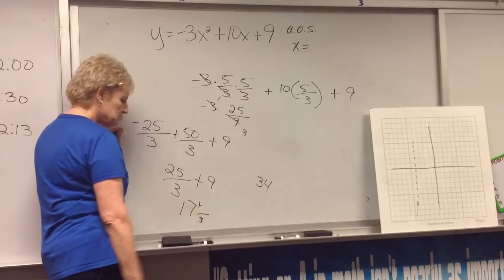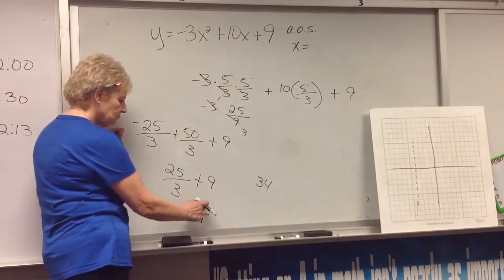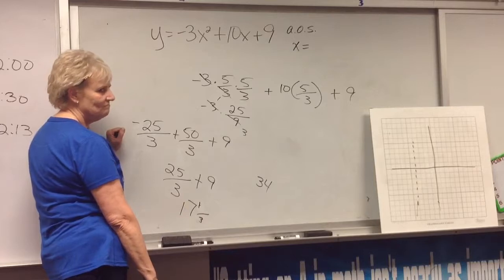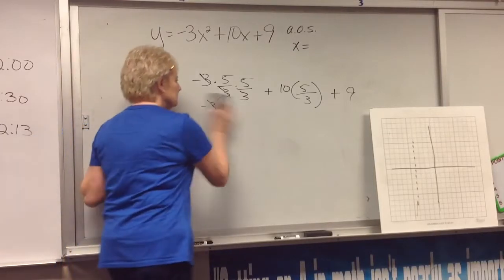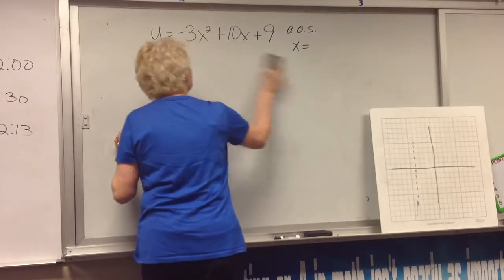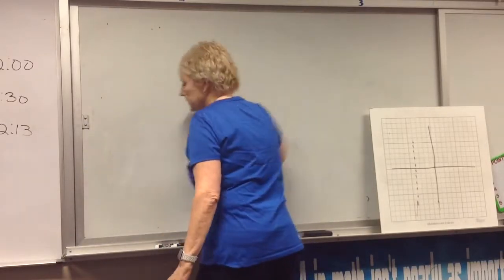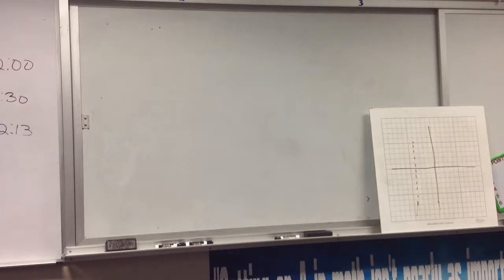Whoa, that's a vertex. Yeah, I forgot a negative. So that's why I didn't want you to do it. I didn't think you would do it correctly. Am I right?